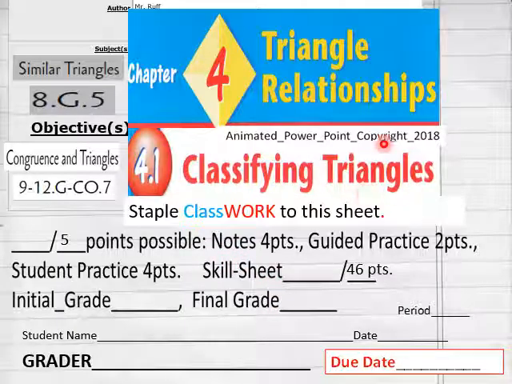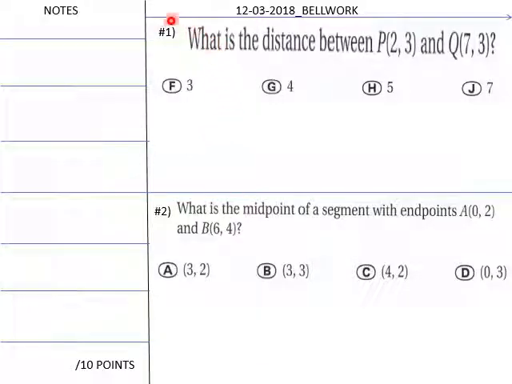4.1, classifying triangles here. 46 points of classwork and 5 points of note-taking. Here's the bell work, teachers. Hand this out to your students if they're in the classroom, as they walk in. For homeschoolers, start in as a warm-up for this lesson.